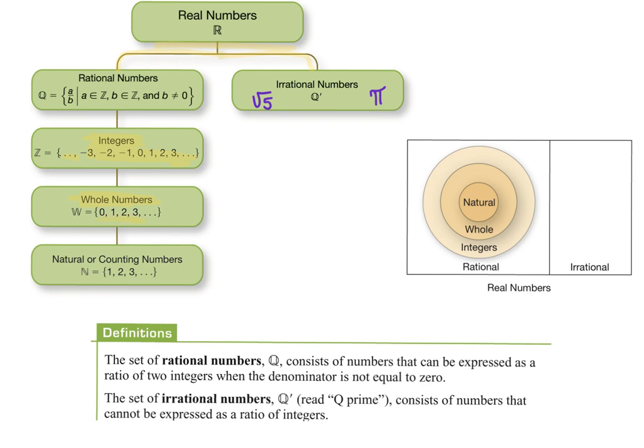There is a starting point for whole numbers, and they go infinitely in the positive direction: 0, 1, 2, 3, 4, 5, and so on. And then your most specific set of numbers are natural numbers. These are also called your counting numbers.